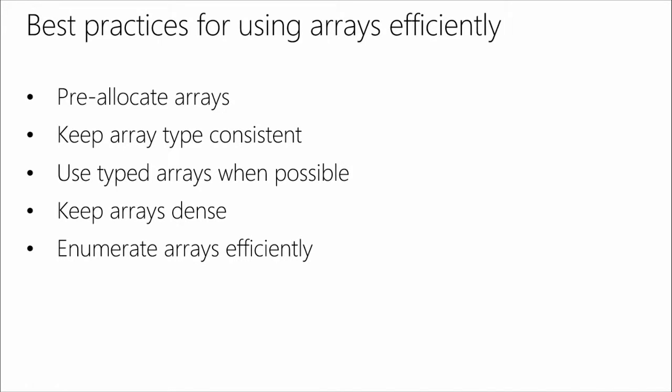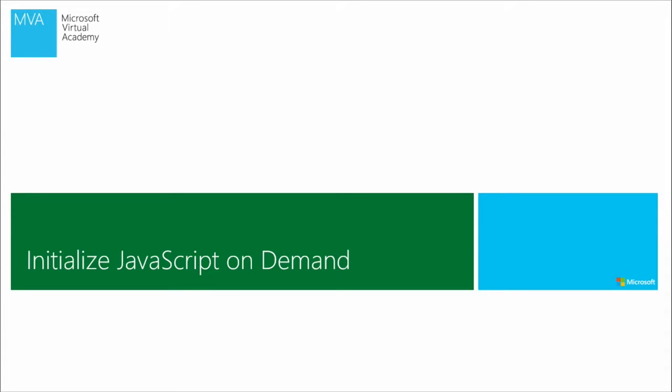Right. Okay, so in review, we talked about a few best practices for using arrays. We talked about how to pre-allocate arrays, give the hint like JD talked about, and keep the type of array consistent. Use typed arrays whenever possible, predefined with an integer array or floating array. Keep arrays dense, and enumerate arrays more efficiently. Okay, so we're going to quickly move on to the next chapter. I think JD has a story to share with us.